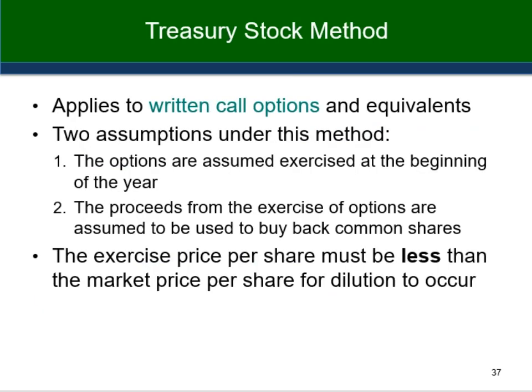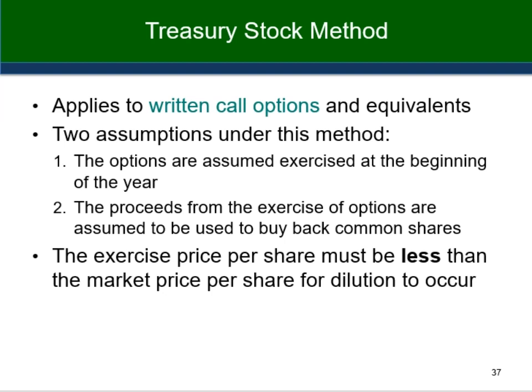All right, so the Treasury stock method. Let's say we're looking at written call options and equivalents, which would include things like warrants, or other rights to purchase common shares at a stated exercise price for a stated period of time. So this is the right to buy at a certain price. With the treasury stock method, we assume that the exercise happens at the beginning of the year. Then we take the proceeds from exercise.